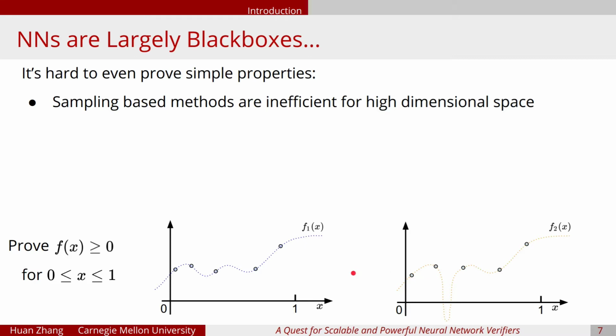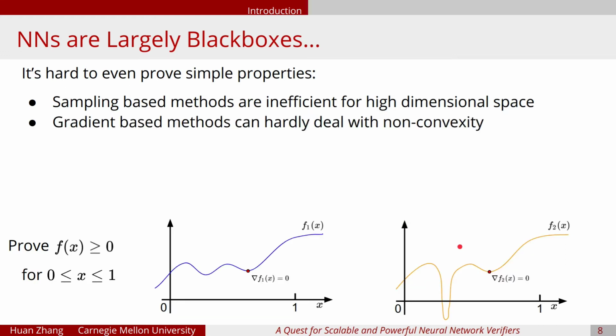For example, in this scenario, we want to prove that the output of f(x) is always positive, given the input x between 0 and 1. If we want to prove this just by sampling, that's not going to be practical, because you cannot sample an infinite number of points. You can always miss certain regions of the function, especially in high dimensions, where you would require an exponential number of samples to do a sort of grid search on this neural network function.